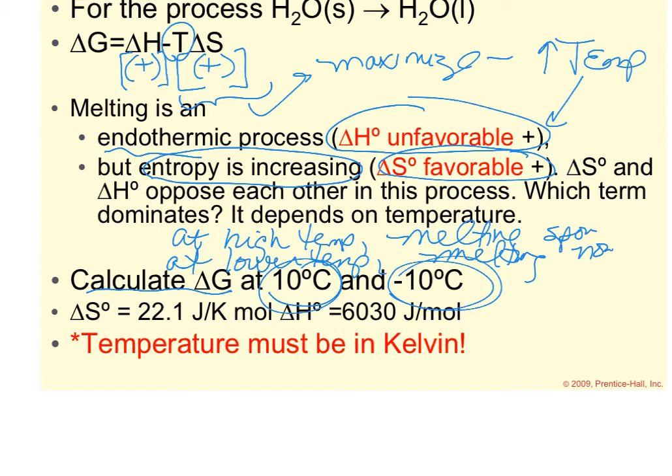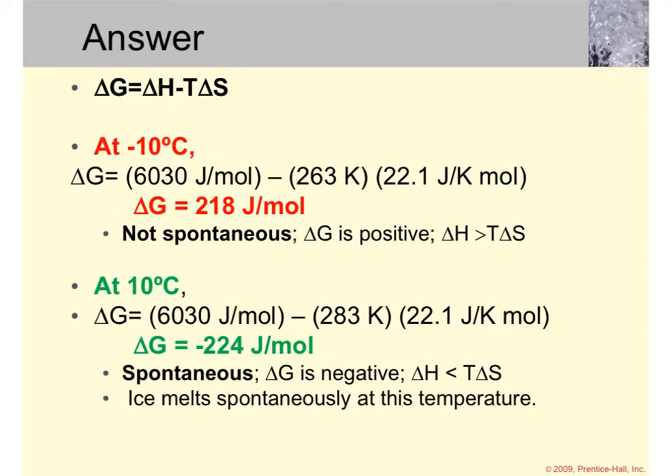Now we know that at minus 10 degrees, the ice is not going to melt. And then at positive 10 degrees, anything above 0 degrees Celsius, it will melt, right? So we should be able to see that in our formula. So let's go ahead and plug in these temperatures into our free energy formula and see what happens. Now remember that temperature has to be in Kelvin. So we need to convert the 10 and minus 10 to Kelvin.